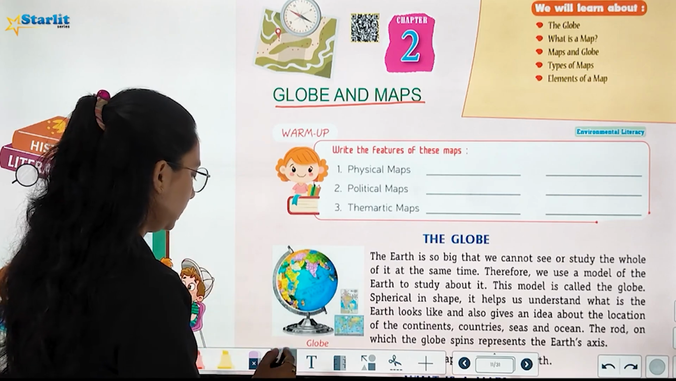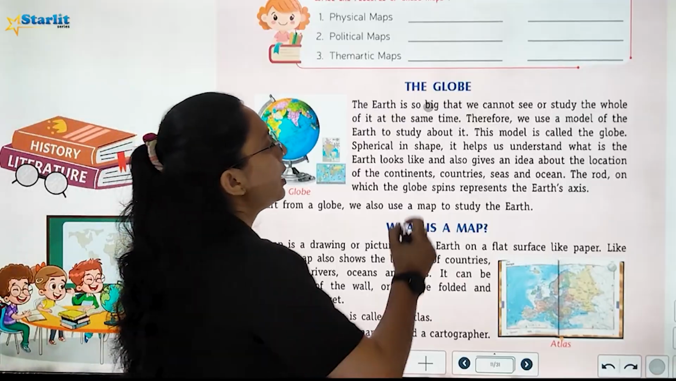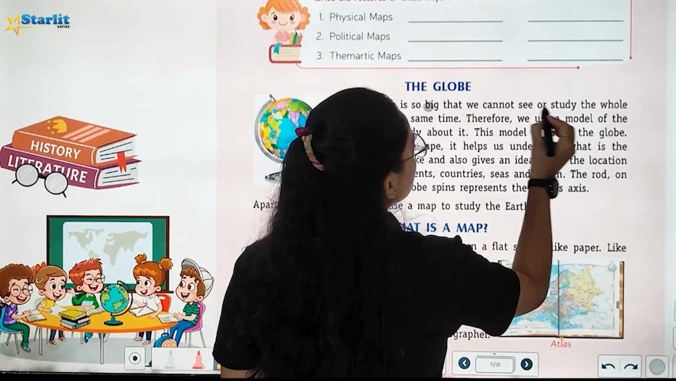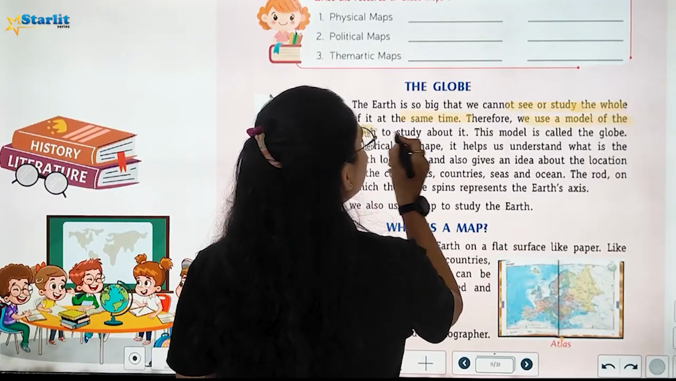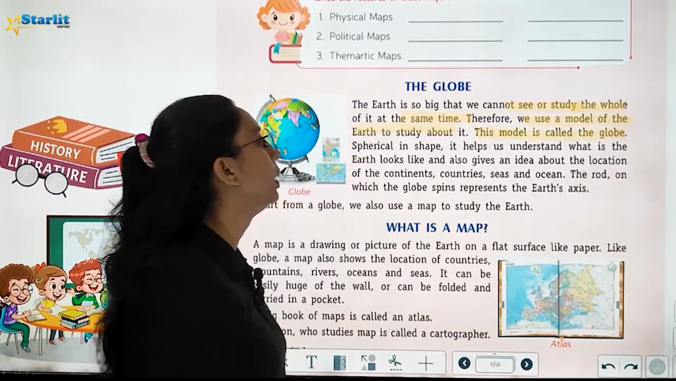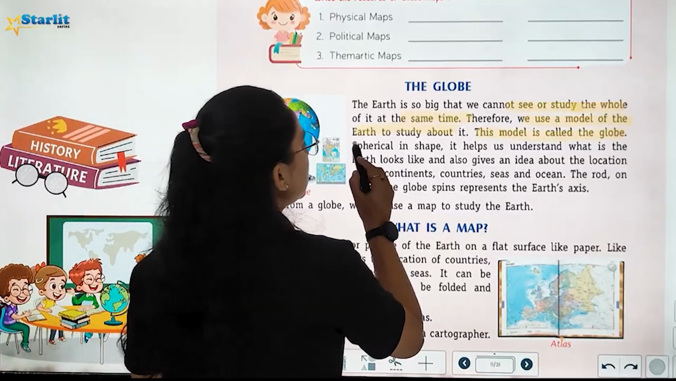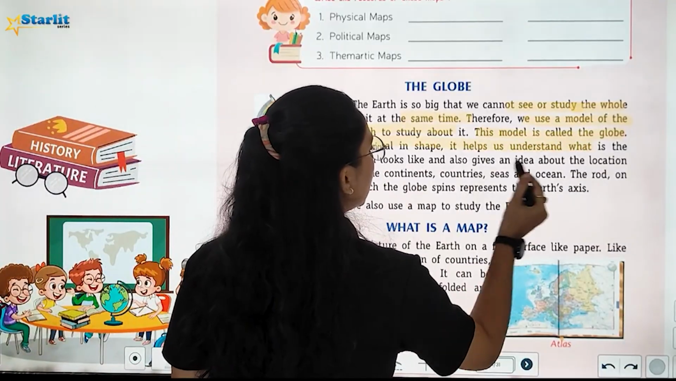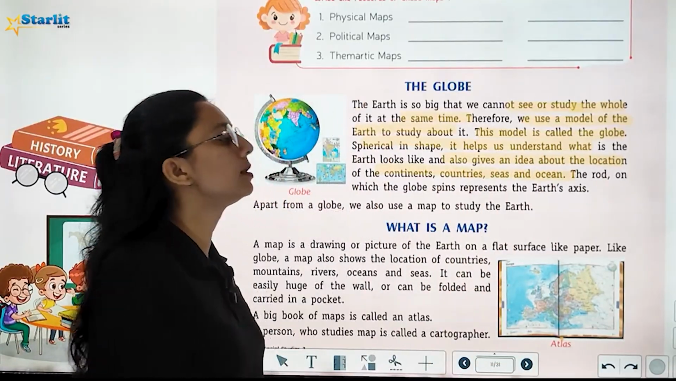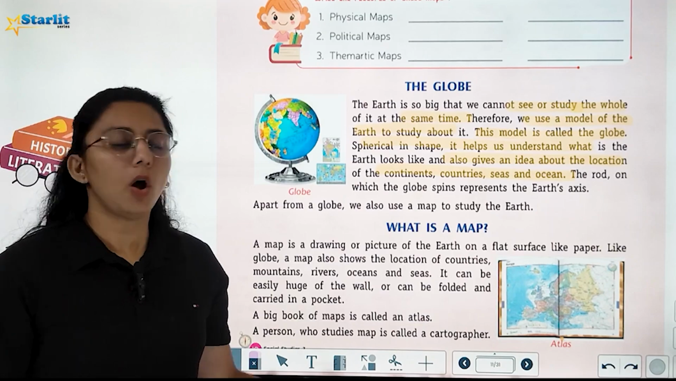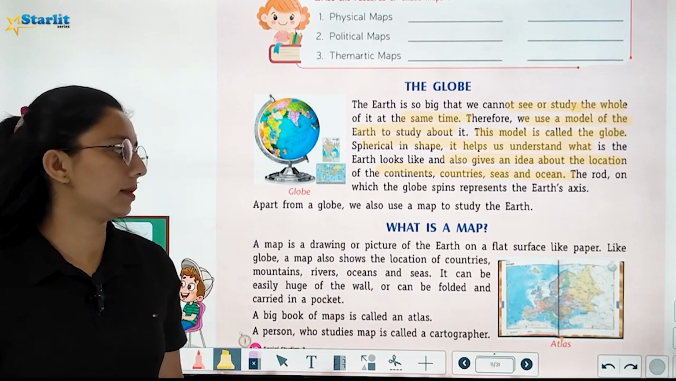So first is globe. Let's study about the globe. Here, the earth is so big that we cannot see or study the whole earth. At the same time, we use a model of the earth to study about it. This model is called globe. How is it? It is spherical in shape, and it helps us to understand how our earth looks, and it also gives an idea about the location of the continents, countries, seas and oceans. The rod on which the globe spins, what does it do? It represents our axis. Right?